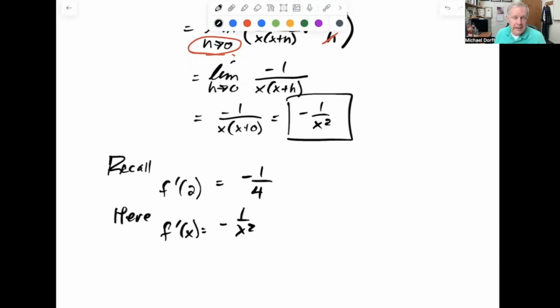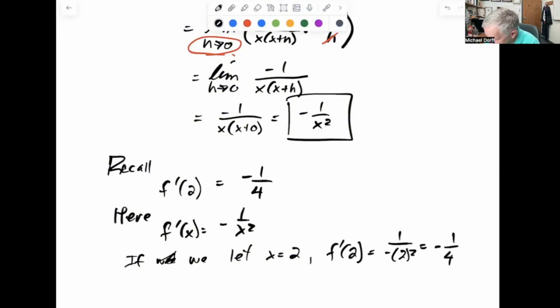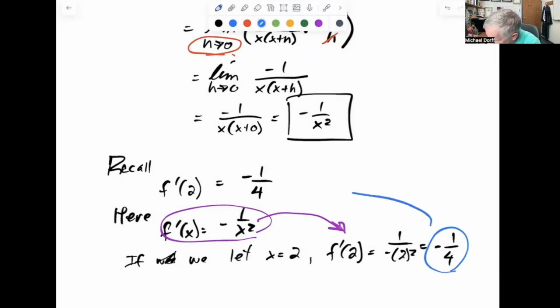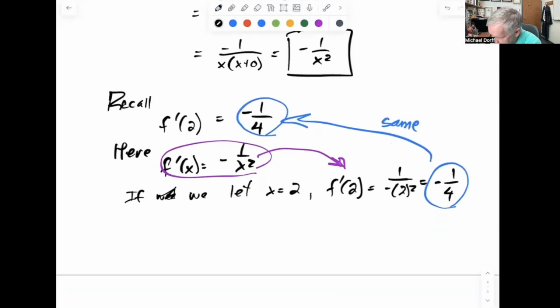So we could go ahead and take what we just did and put in x equals 2. If we let x equal 2, then we have the same thing. So I'm using this right here, and my answer is the same as this. But what's nice now about my function is we could let f be other things. We could say, what is f prime of 3? Well, I don't have to redo the whole problem. I can just put in 3 here, and I get negative 1/9.